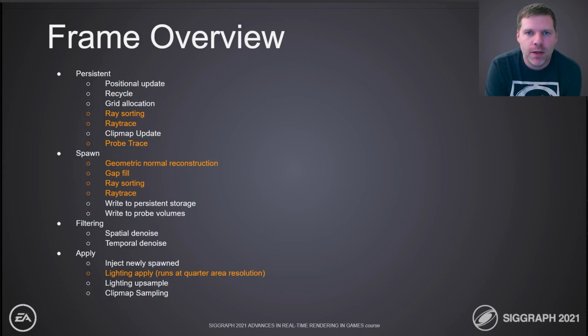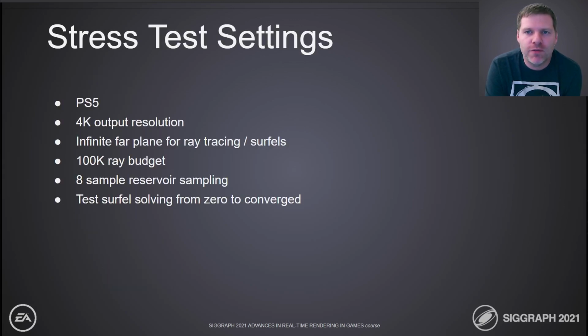All the numbers and timings that follow have the following settings. We're testing on a PS5 with 4K output resolution, which means our screen space passes run at 1080p or 1/4 the area of the output resolution. We're not limiting how far the surfels are spawned or cutting off rays at a certain distance, and we're using 8-sample reservoir sampling unless otherwise noted. Lastly, we're testing the worst case for our solution, starting from an empty surfel scene and then converging to acceptable quality. Once we've converged, the costs trail off, so we'll focus on the expensive part in the next few performance examples.